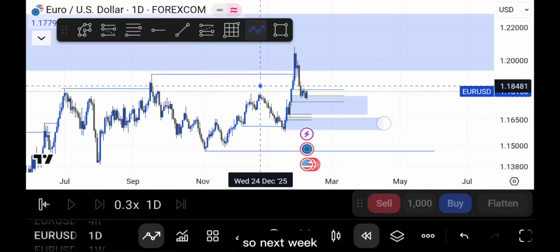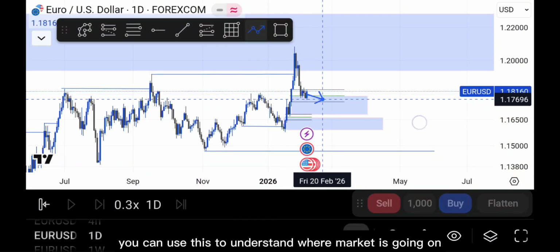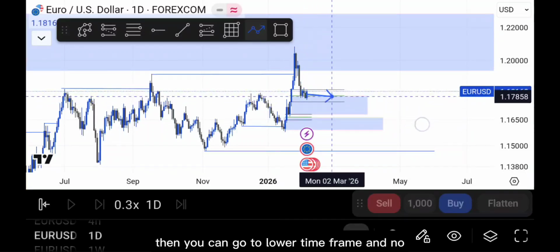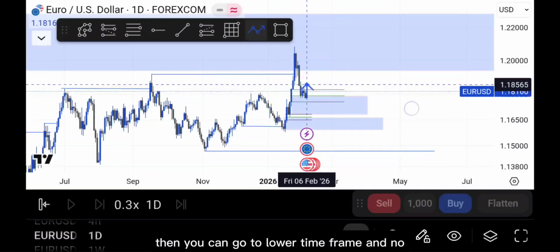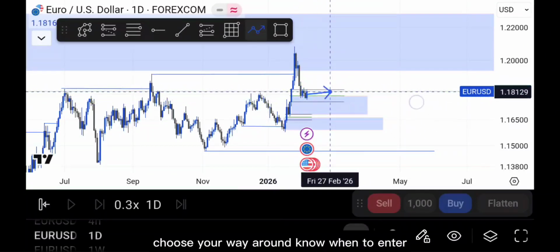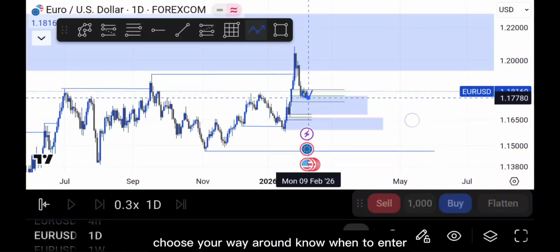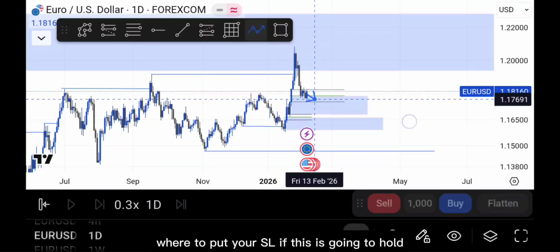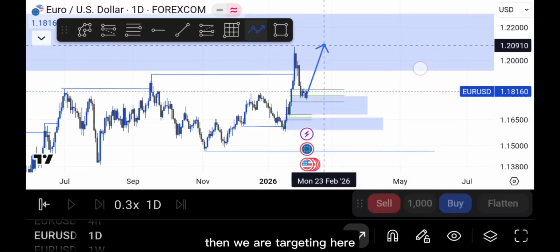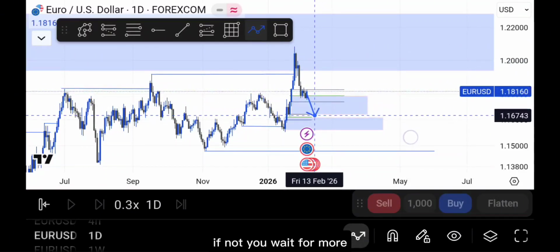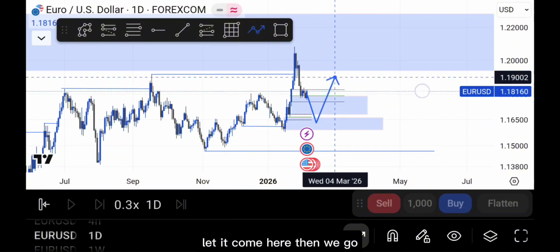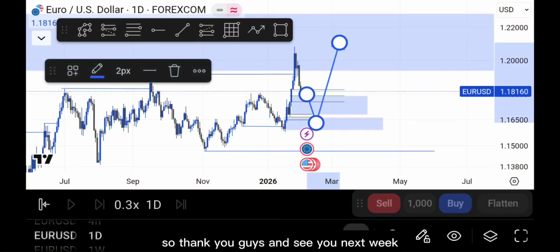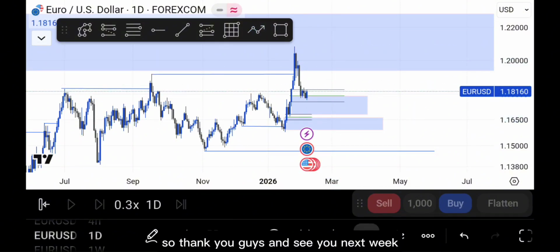So next week you can use this to understand where the market is going on EURUSD. If price reaches this point, then you can go to the lower time frame and choose your way around, know when to enter, where to put your SL. If this is going to hold, then you are targeting here. If not, you wait for more, let it come here, then we go. So thank you guys, and see you next week.